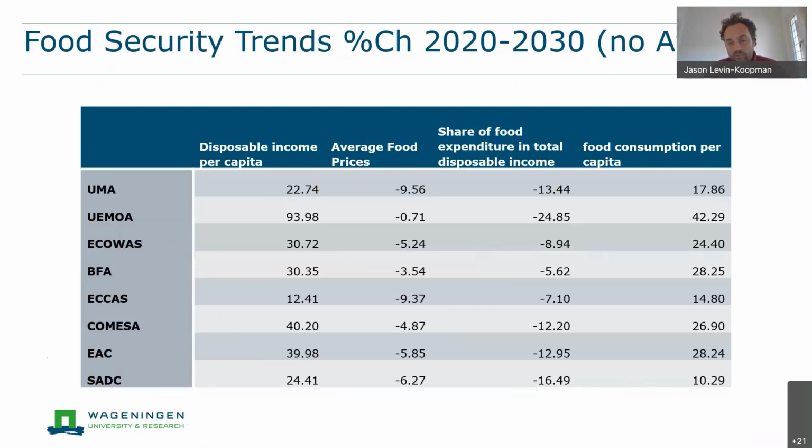And the most important message of this slide, most obvious, is that everything is moving in the right direction. So without exploring these policies, just in the baseline, all these regions are getting more wealthy. Food prices are decreasing. The share of their total income spent on food is decreasing, and food consumption is increasing. So without any additional policies, things are moving in the right direction, and that's because people are getting richer.